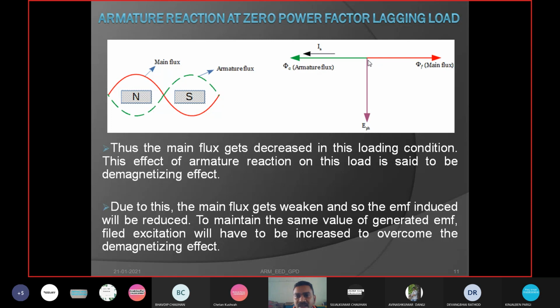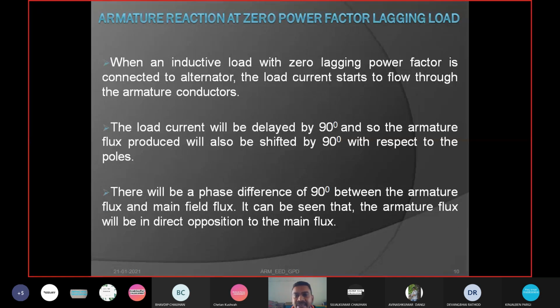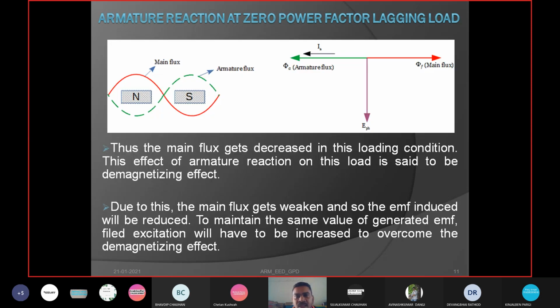At unity power factor, here is the load current. Now it is delayed by 90 degrees, so the angle between main field flux and load current or armature current becomes 180 degrees. The load current will be delayed by 90 degrees, and the armature flux produced will also be shifted by 90 degrees with respect to the poles. So there will be a phase difference of 90 degrees between armature flux and the main field flux. It can be seen that the armature flux will be in direct opposition to the main field flux.